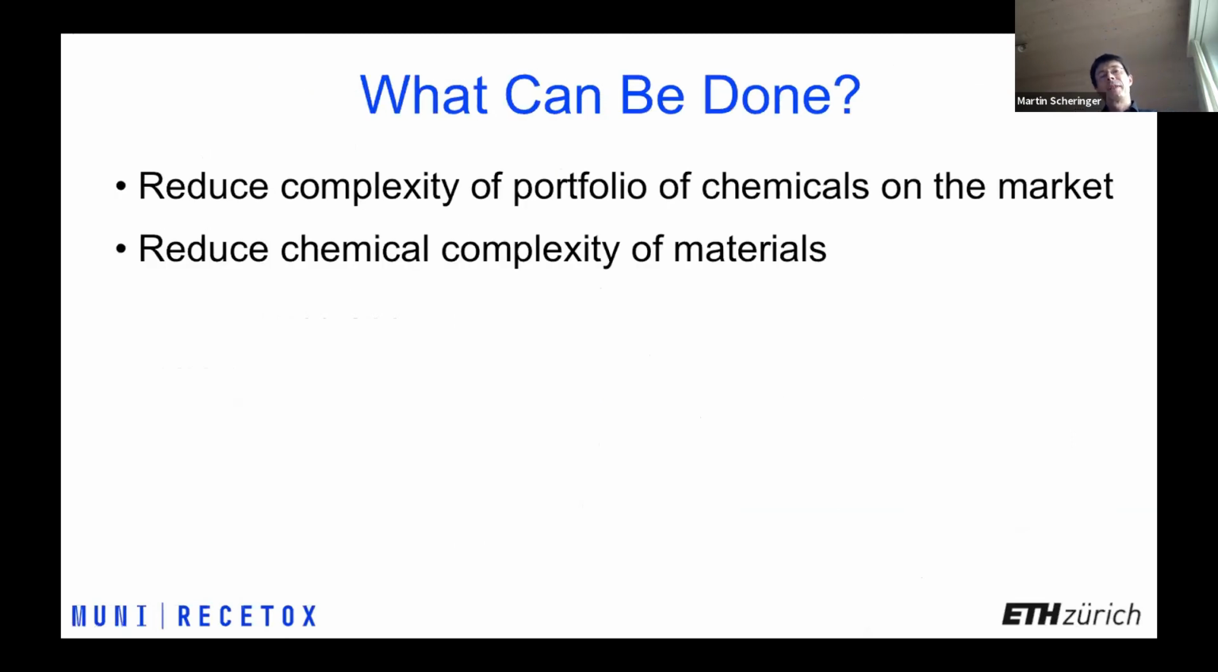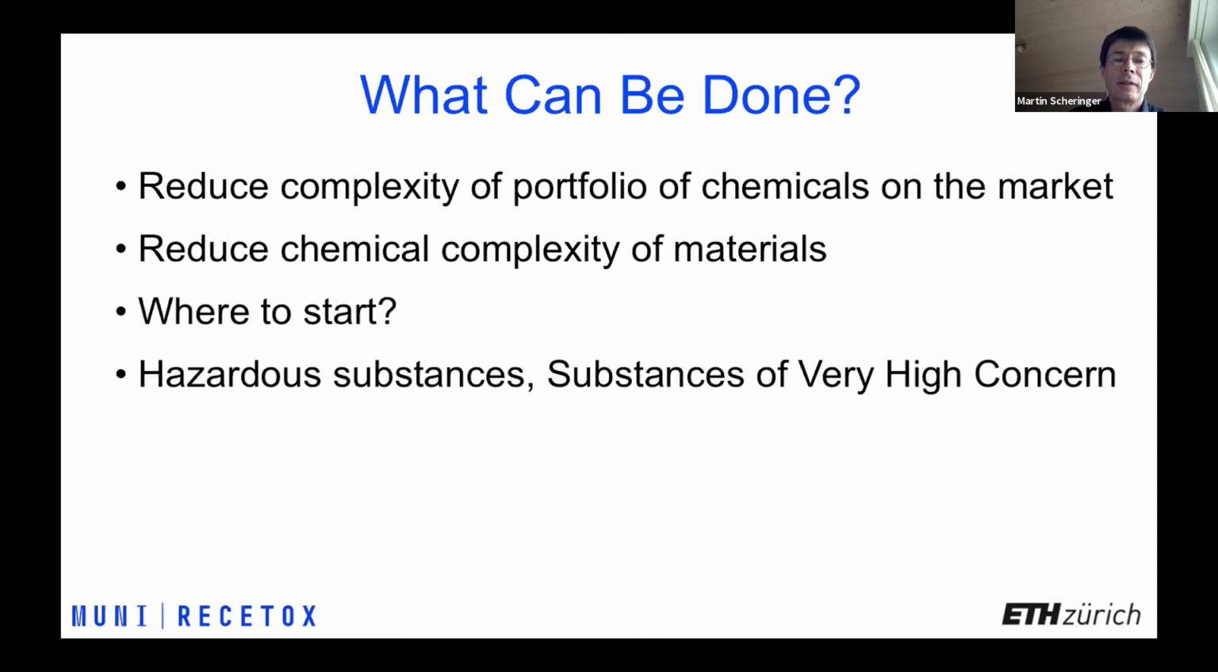So what can we do in this situation? And I think we have to come to the conclusion somehow, after now 4 or 5 or more decades of hard work on regulatory chemicals assessment, that we need to reduce the complexity of the portfolio of chemicals on the market, and also need to reduce the chemical complexity of materials. I think that is something we have to face as a perspective.